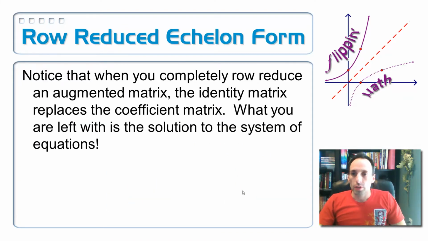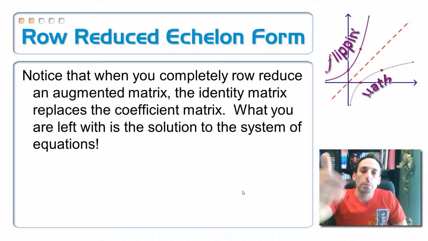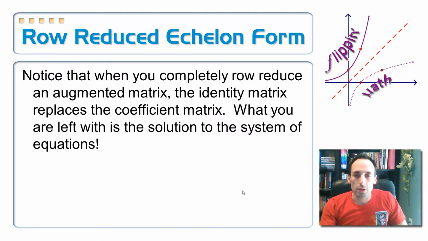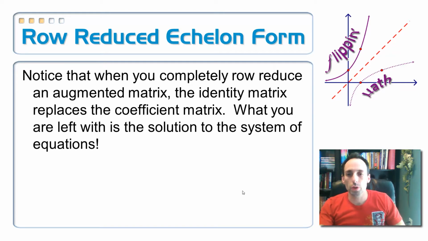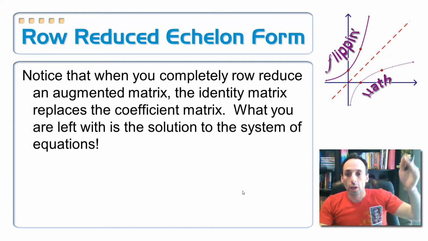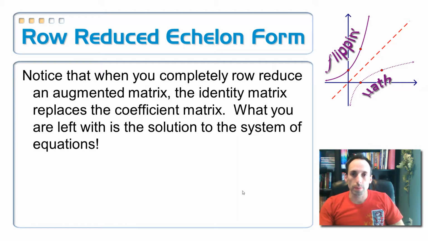Okay? So whenever you finish completely row reducing an augmented matrix, you get the identity matrix to replace the coefficient matrix, and what you have on the far right hand side is going to be the solution to the system of equations, which is pretty cool. I know it seems like a lot to do by hand, but you know what? The calculator's going to do this pretty quickly. So that's what we're going to see in the third objective. Okay.